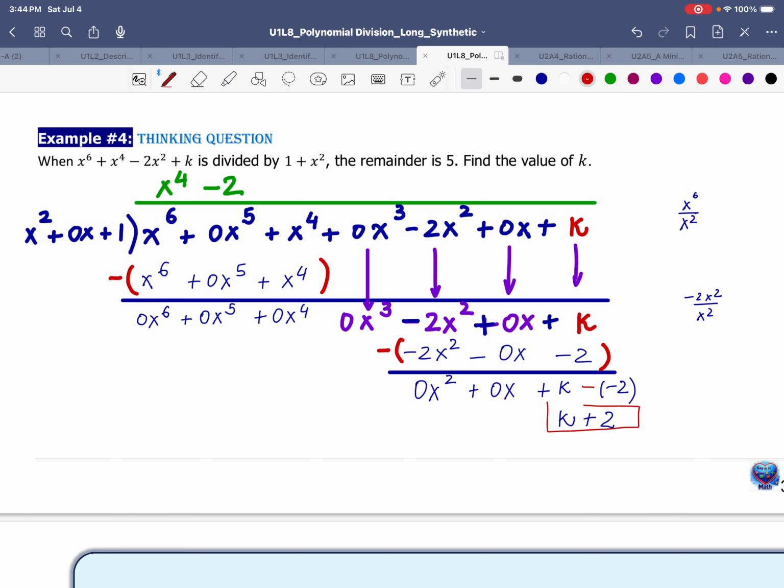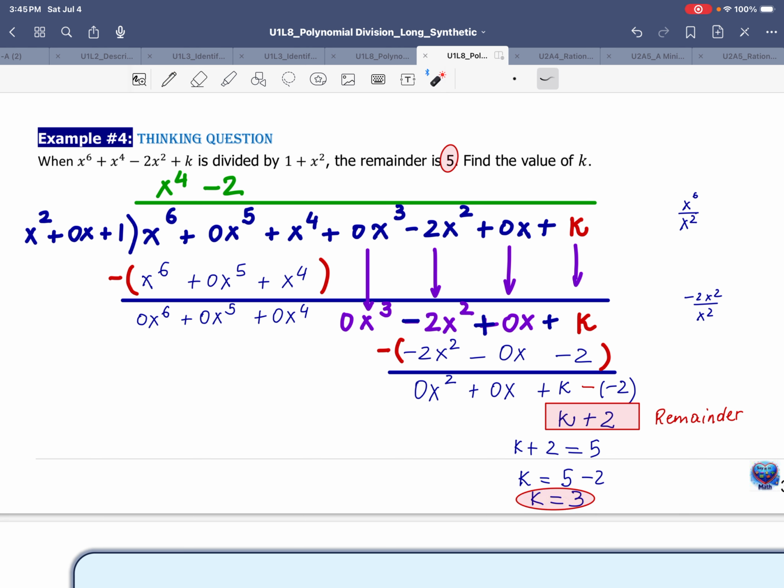So the remainder based on our division here, in this polynomial that involves the coefficient k, will be equal to k plus 2. Now, we are told that the remainder has a value of 5. So guess how we're going to solve for k. We're going to take k plus 2 and equal it to 5. So k equals 5 minus 2, or k equals 3. Therefore, the value of k equals 3. And this is how we find the missing coefficient when we are given additional information of this nature.